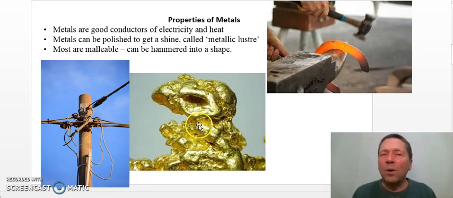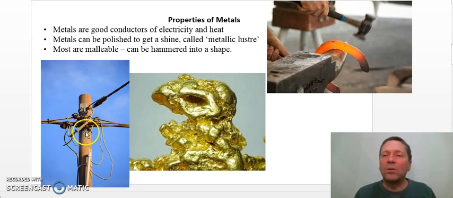There are several common properties of metals. One is that they are good conductors of electricity and heat. So here's a picture of some electric wires. Metals can be polished to get a good shine. That's called a metallic luster. And also metals are malleable, which means they can be hammered into shape.